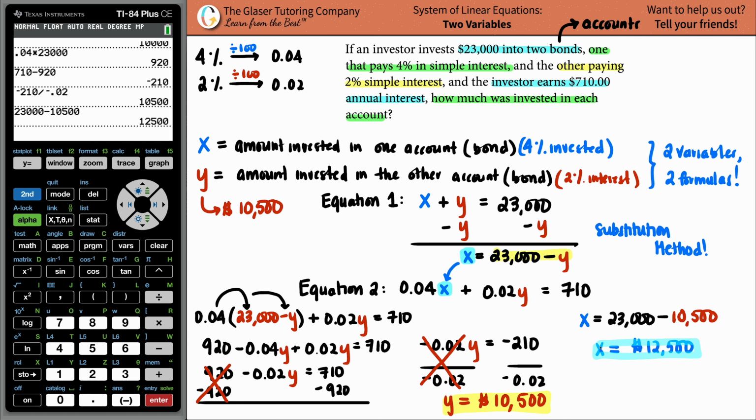And there are your two amounts. So you got $12,500 this investor invested in the 4% interest, and you got 10,500 invested in the 2% interest. And it makes sense, as far as investing, to put a little bit more into a higher return, because with higher returns, you'll get more money back. If you had the option, put more in a higher return value to get more back.